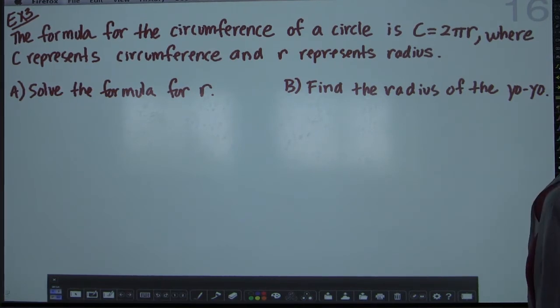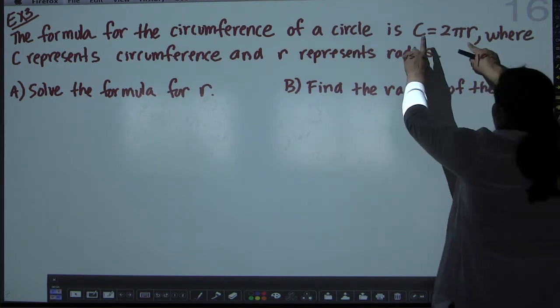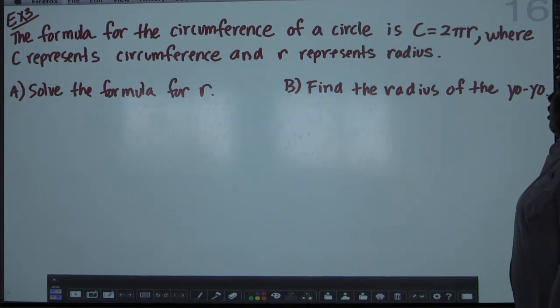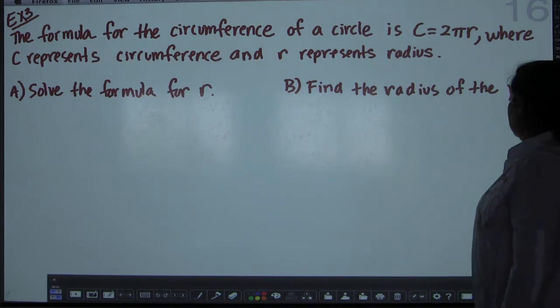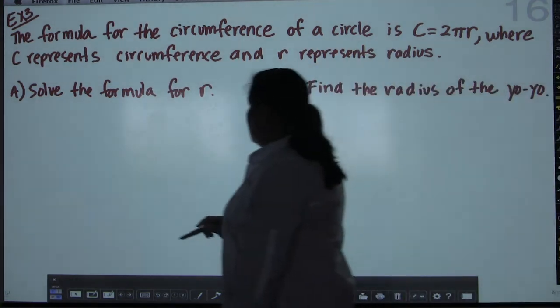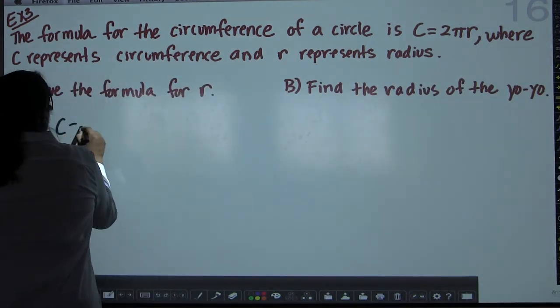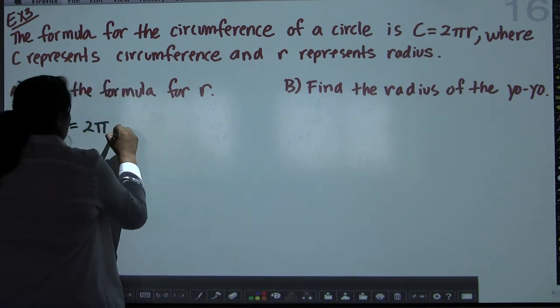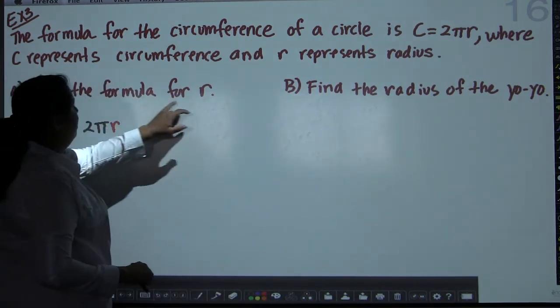Formulas are a type of equation, of literal equation. And so here we have the formula for the circumference of a circle. If you didn't already know it, it is c equals 2 pi r, so you can see there are 2 variables there, where c represents the circumference and r represents the radius. So in part A they want us to take this formula, which is c equals 2 pi r, and they want us to solve the formula for r.